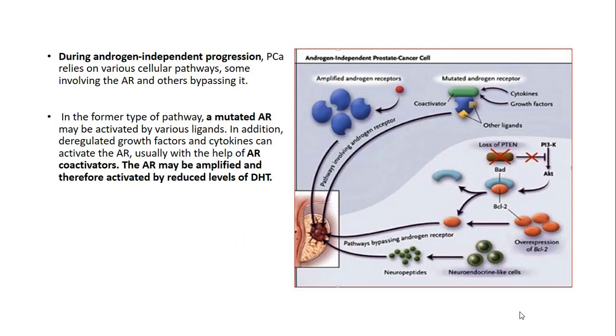During androgen independent progression, prostate cancer relies on various cellular pathways, some involving the androgen receptor and others bypassing it. In the former type of pathway, a mutated androgen receptor may be activated by various agents. In addition, deregulated growth factors and cytokines can activate the androgen receptor. These are the ligands, cytokines and growth factors.